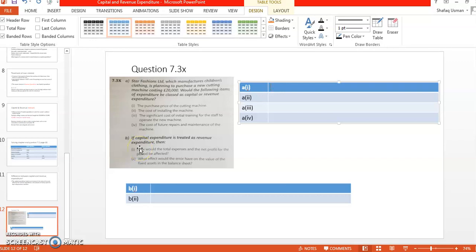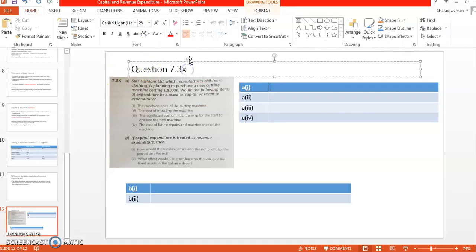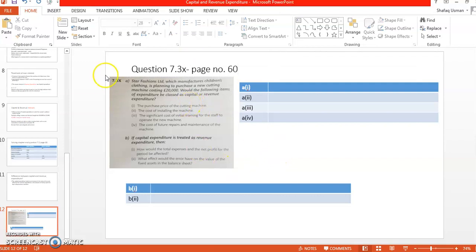Morning class, we're back with more practice on the capital and revenue expenditures chapter, that is chapter number 7. Today we're going to be solving question number 7.3 on page 60 of your book. Page number 60. Okay, now let's read the question together.